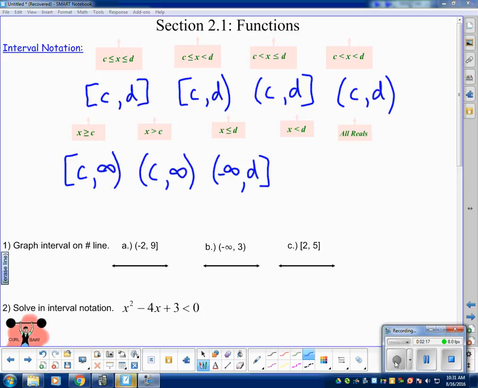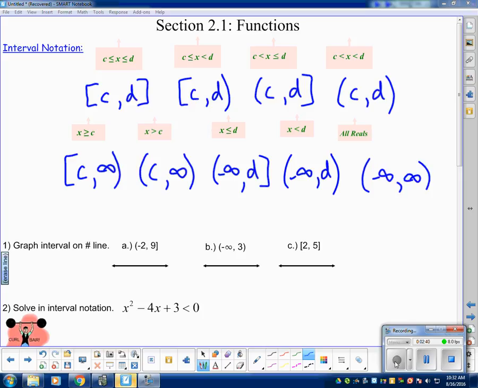Like d could be 10, so 9 would work. Negative 2 would work. Negative 3,142.3 would work. X less than d, we have negative infinity up to, but not including d. And all reals we can represent in interval notation by going from negative infinity to infinity.